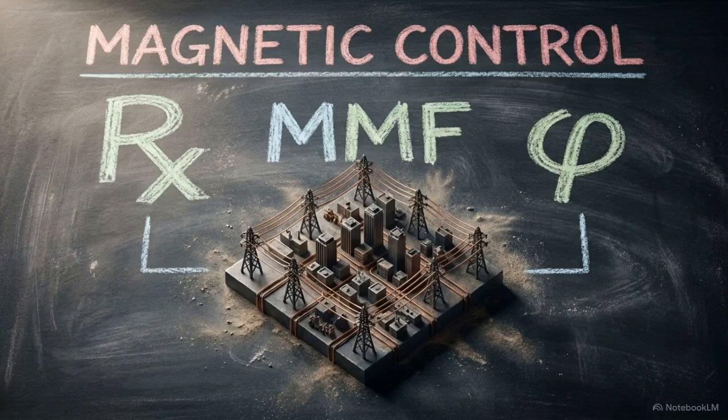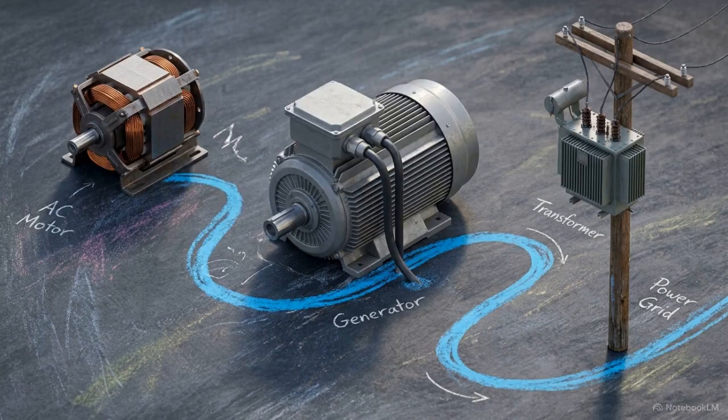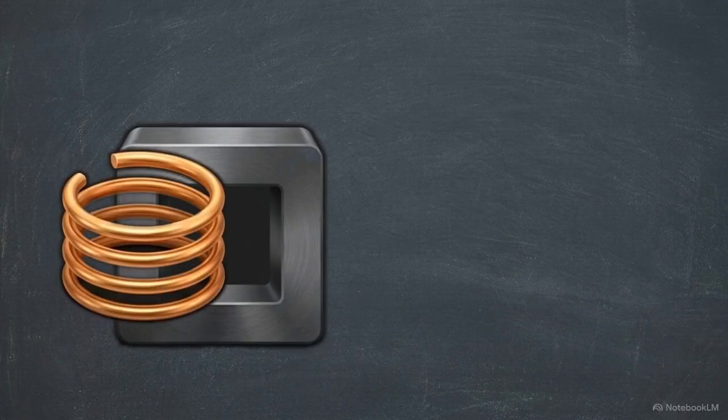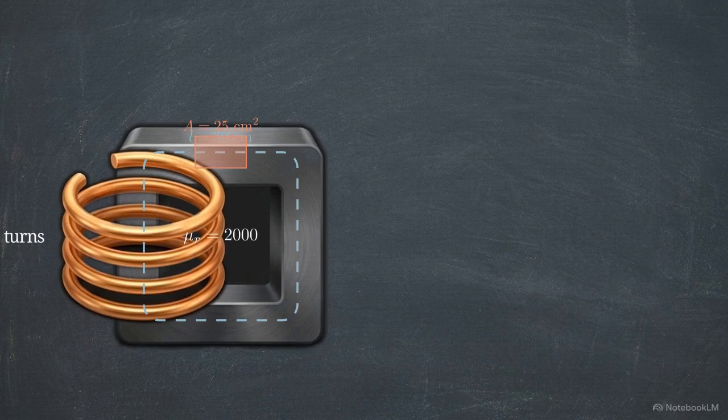By using these three translated formulas, we can map out and mathematically control the magnetic fields that dictate how every motor, generator, and transformer operates. Let's calculate this on a standard, continuous square steel core wrapped in a 100-turn coil. We know its mean path length, its cross-sectional area, and that this specific steel has a relative permeability of 2000.